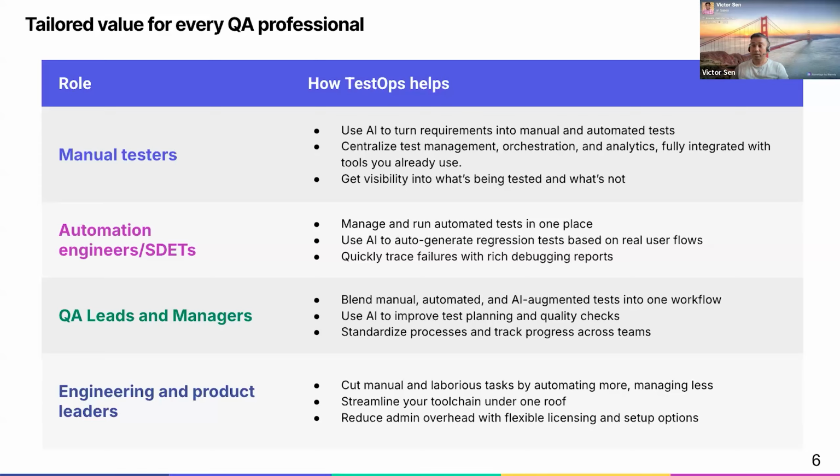They can use AI to improve planning and standardize the processes. And the last one is for the engineering and product leaders. They can have access to the portal to assign the licenses to the people who are in that particular project.